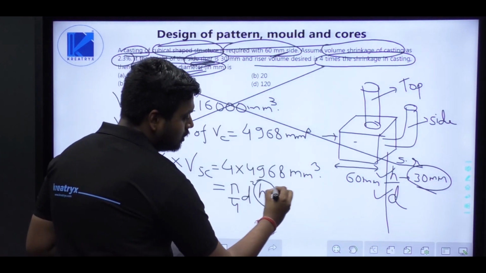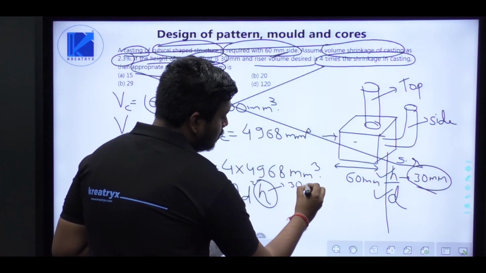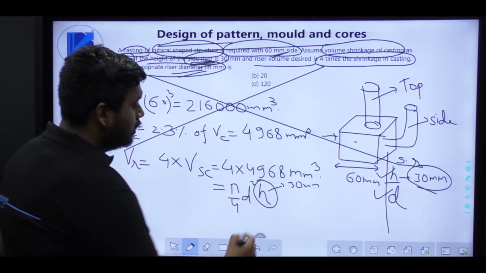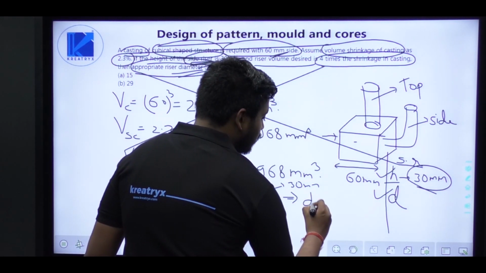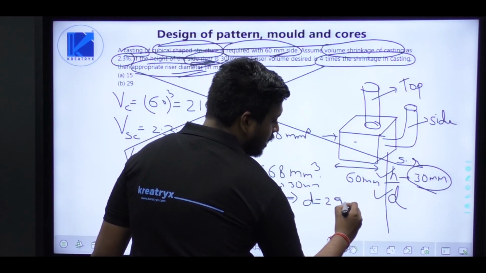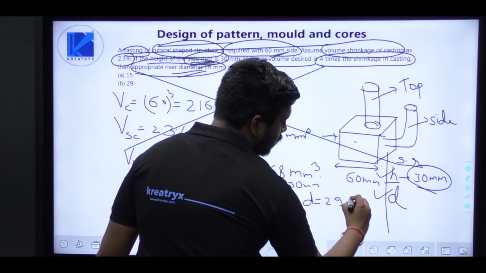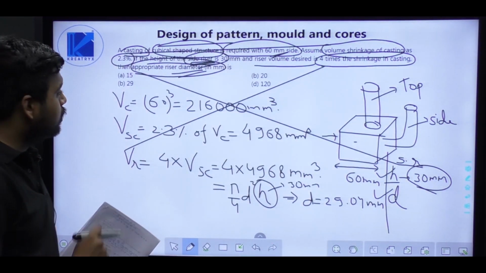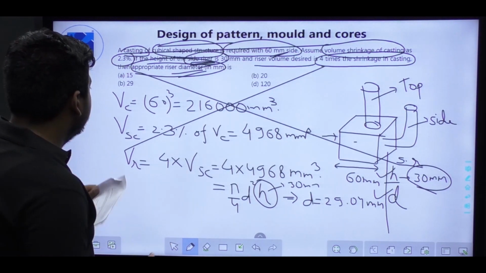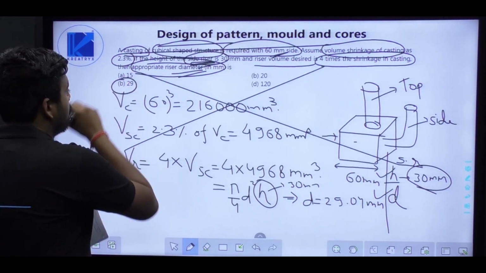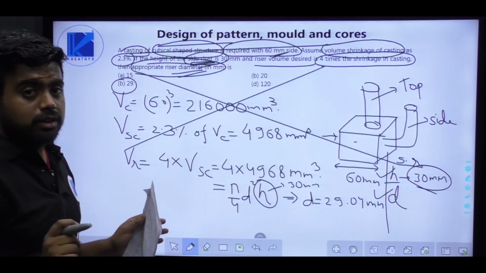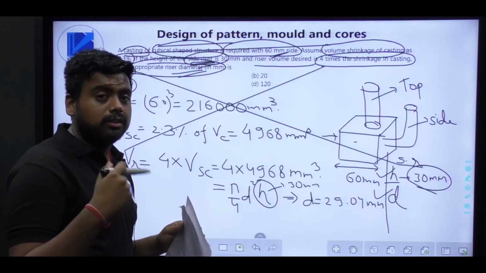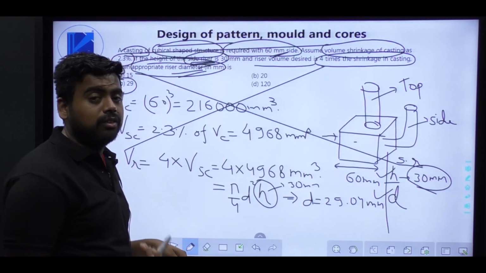Since h is given as 30 mm in this question, we can solve, and we will get the value of diameter as 29.04 mm. So friends, if you look at the available options in this question, you will find that 29 is one of the options. But I would suggest that before concluding that 29 is the answer, you have to check the other parameters associated with design of riser.